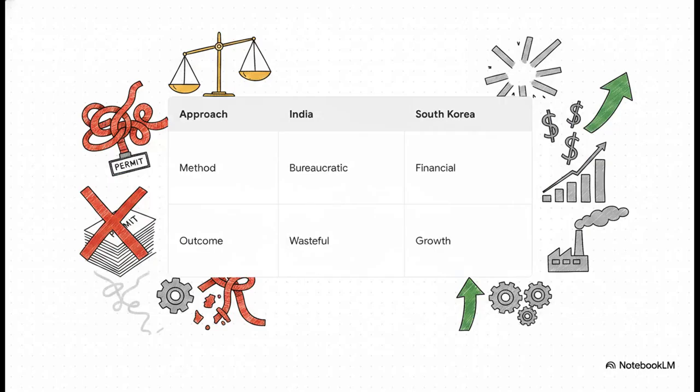This is brilliantly illustrated when we look at India and South Korea back in the mid-20th century. Both countries used heavy government investment planning to grow their economies, but their execution was vastly different. India relied really heavily on bureaucratic rationing and strict licensing, which unfortunately led to some pretty wasteful inefficiencies. South Korea, on the flip side, utilized market-oriented financial incentives to guide private industrialists. And the outcome? It fostered dynamic industrial growth.